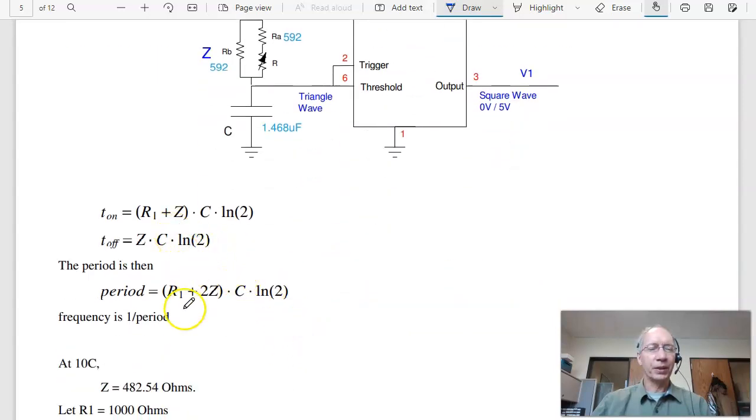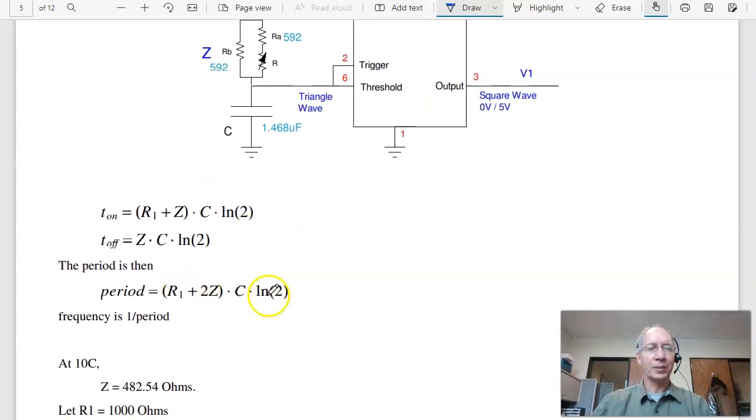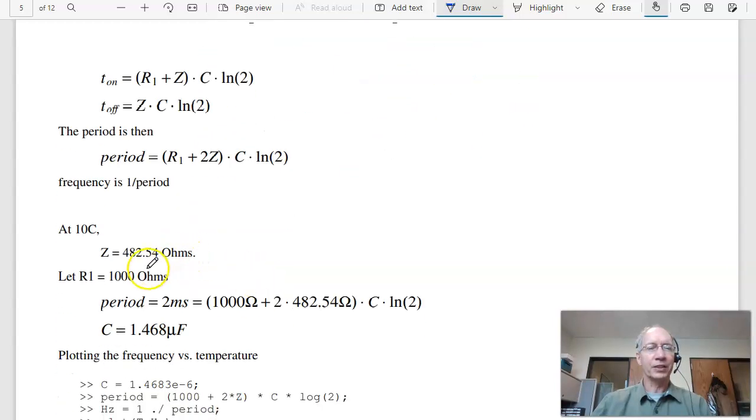So the period is R1 plus 2 times R2, or 2 times Z times C times log of 2. At 10 degrees Celsius, Z is 482 ohms. If R1 is 1,000 ohms, I have one equation, one unknown, solve for C. C should be 1.468 microfarads.